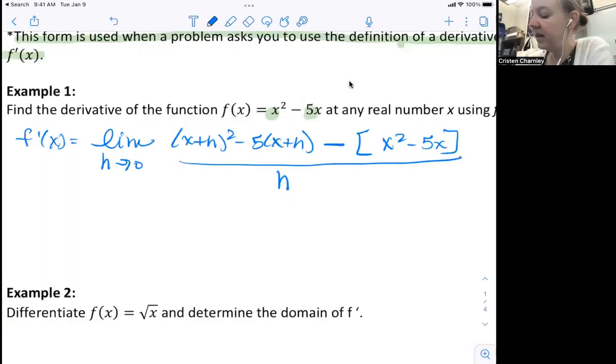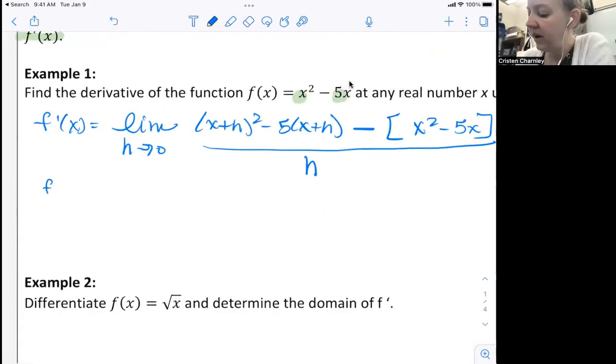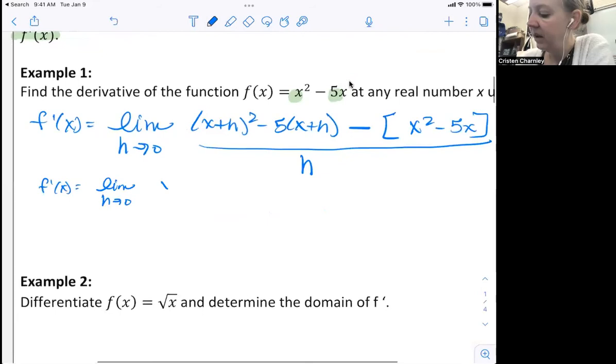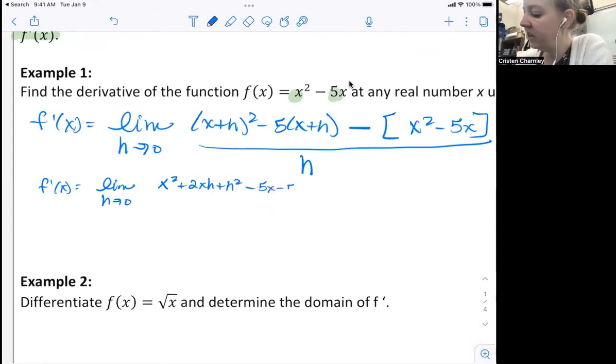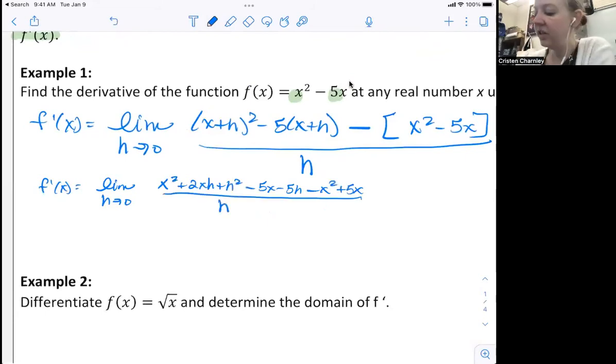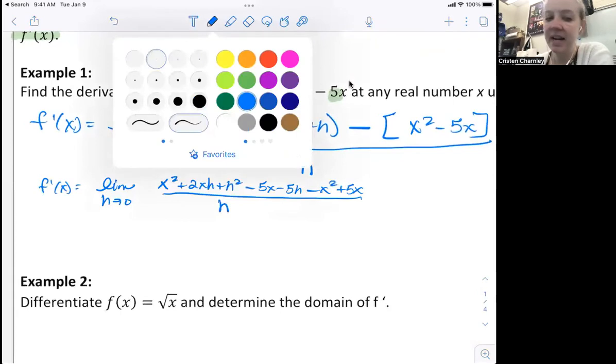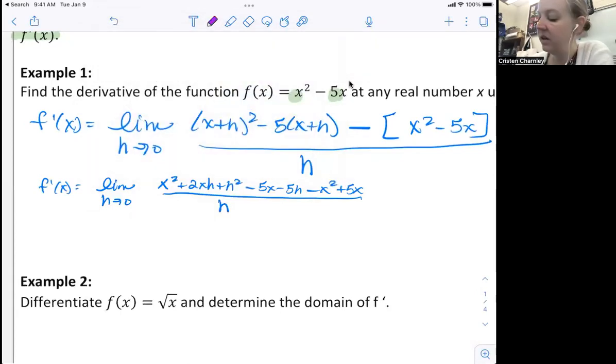Well, the piece in the beginning, you're going to FOIL. So f prime of x is the limit as h approaches 0. And yes, you should really write all of this out. x squared plus 2xh plus h squared minus 5x minus 5h minus x squared plus 5x all over h. And then with these problems, everything should cancel that does not have an h in it. Every other term should cancel. So positive x squared and negative x squared, negative 5x and positive 5x.